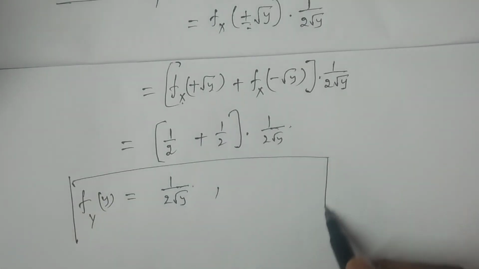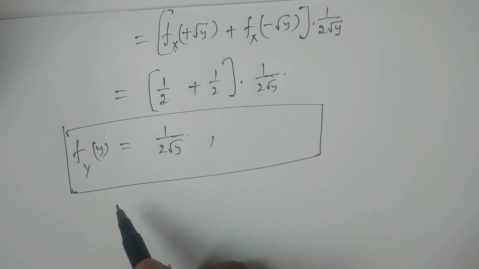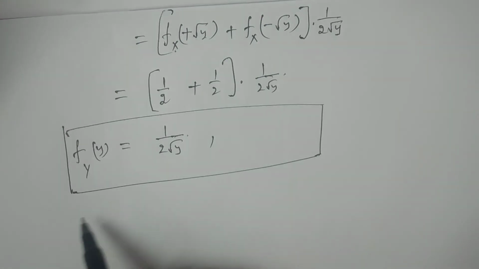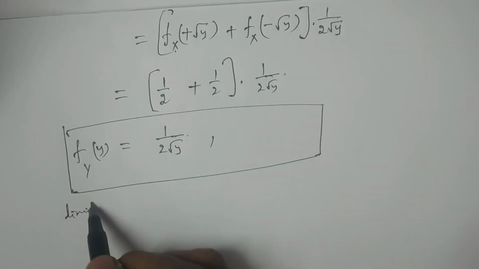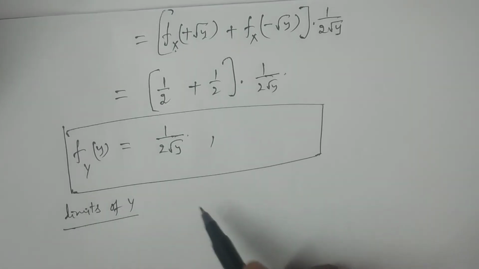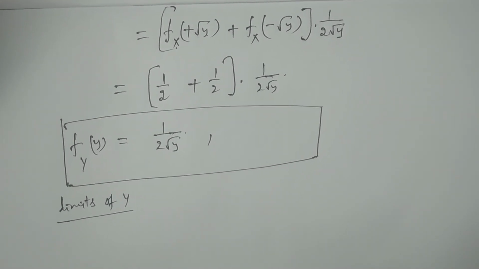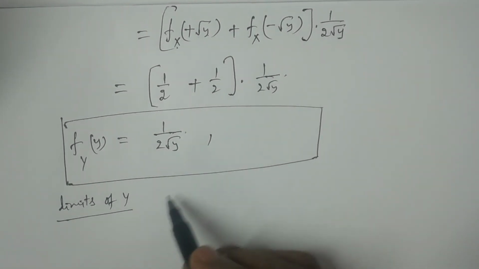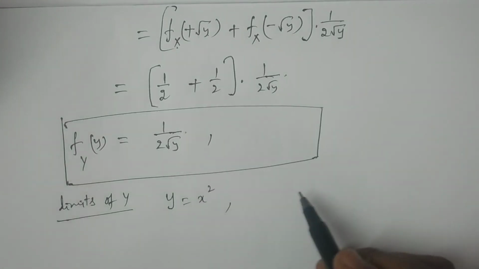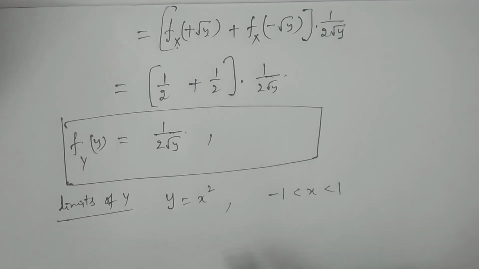I calculate first of all the values here. I consider the limits of y, that is the limits of y are going to be determined. To calculate the limits of y, I consider the limits of x and the relation y is equal to x square, and the x limits are minus 1 less than x less than 1.